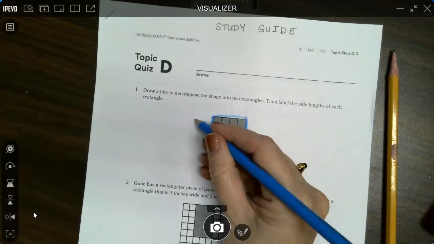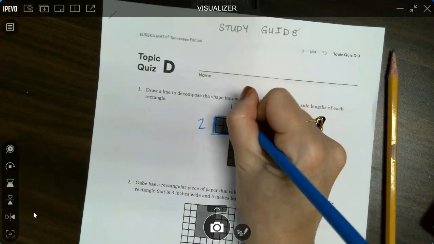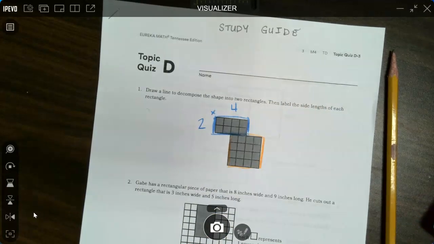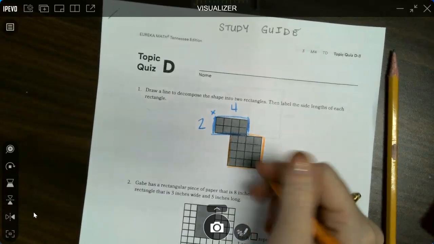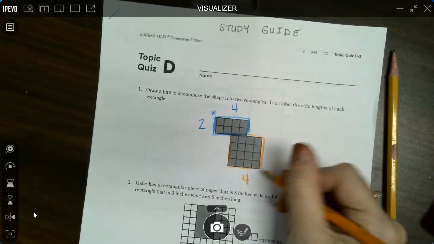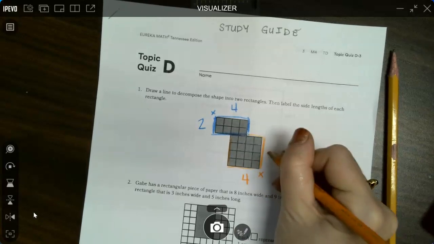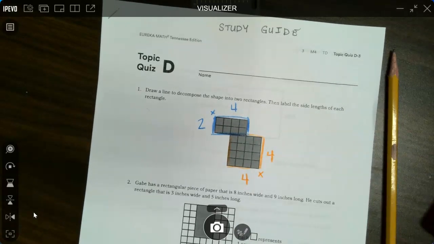So I have a side that is 2 units by 1, 2, 3, 4 units. So that one is a 2 by 4. This one is a 1, 2, 3, 4 by 1, 2, 3, 4. So all I needed to do was draw to show where you would decompose or break those two rectangles apart and label the side lengths of each.